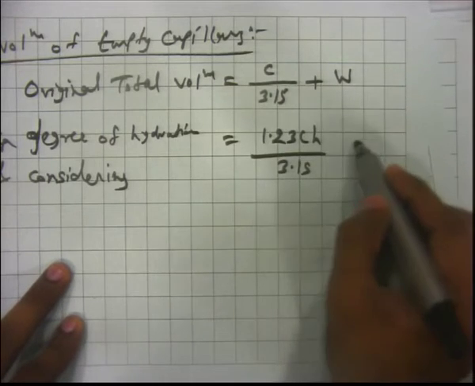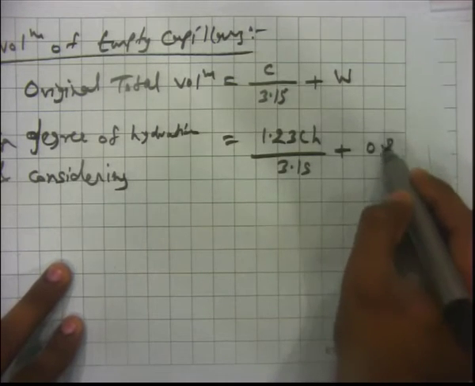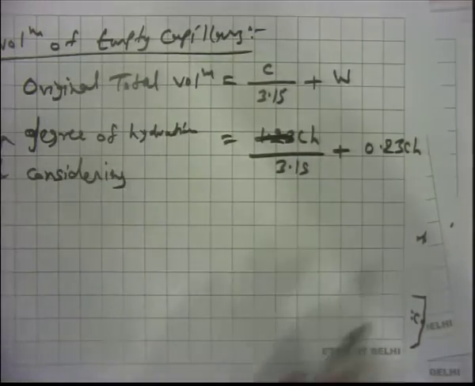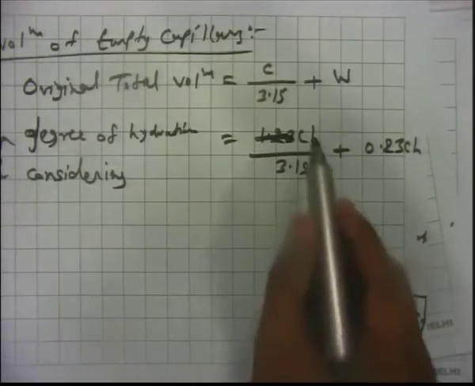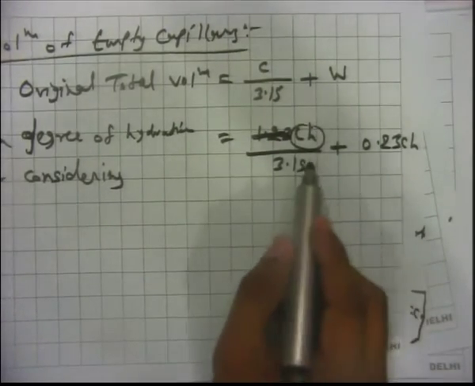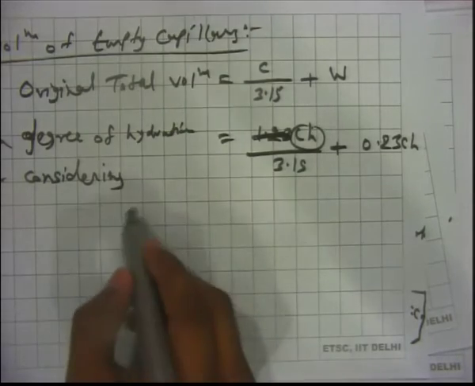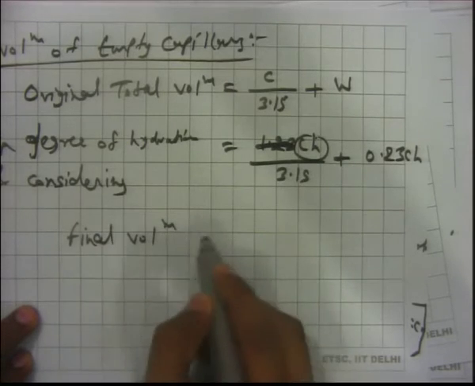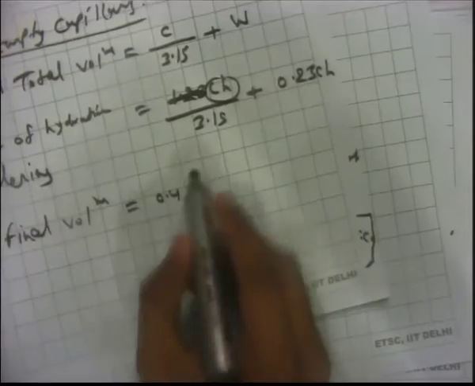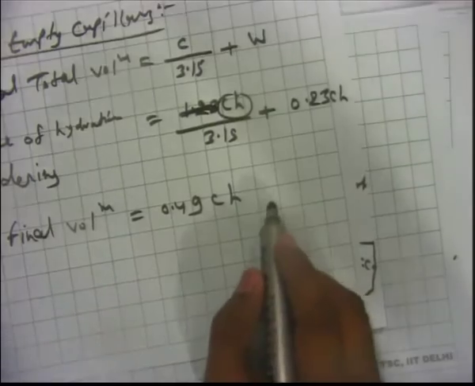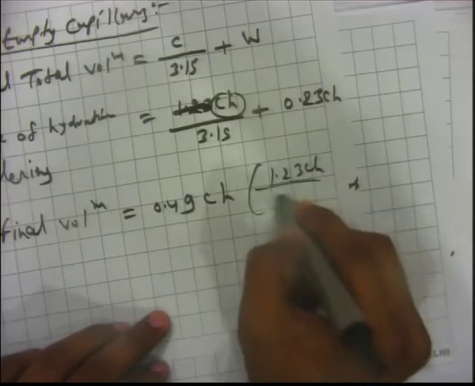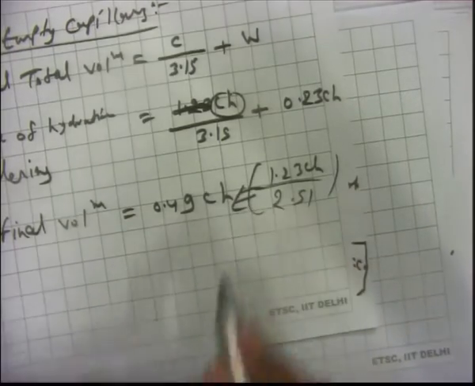This cement only will hydrate, plus 0.23 CH, sorry, CH divided by 3.15 plus 0.23 CH. This cement is getting into the hydration process, so divide by its density. The final volume of solid hydrated products we already calculated, and it came out to be 0.49 CH, which we have written as 1.23 CH upon 2.51.